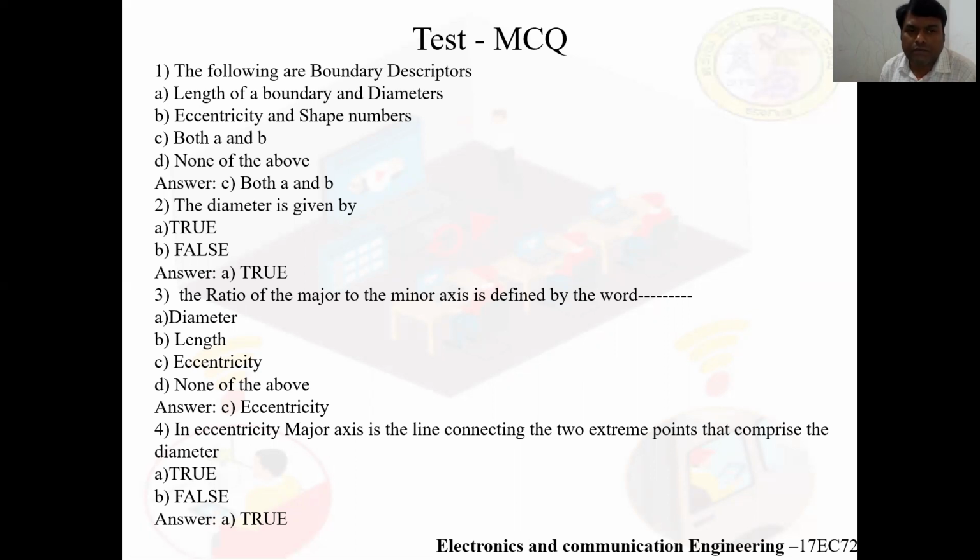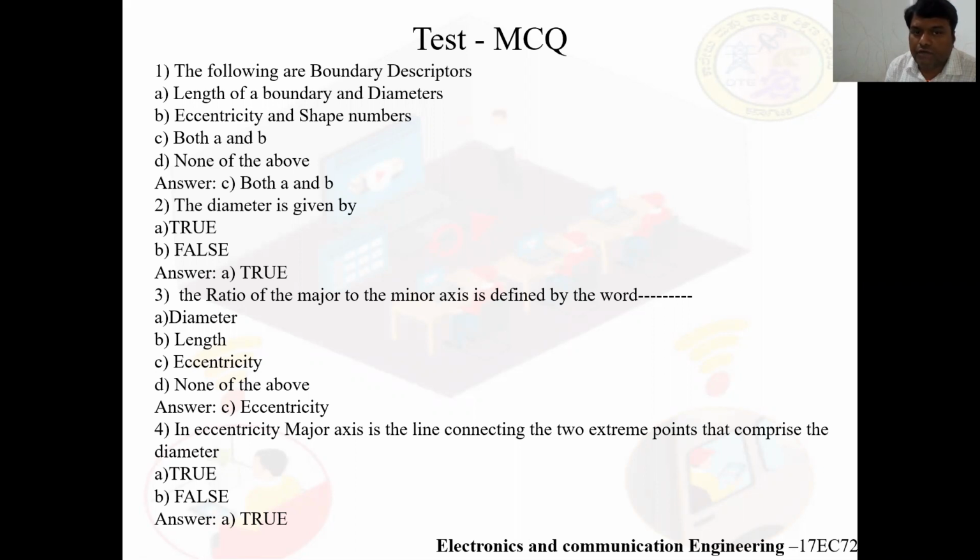The diameter is given by: diameter of B is equal to the max of D of Pi comma Pj, where D is a distance measure and Pi comma Pj are points on the boundary. True or false? The answer is true.